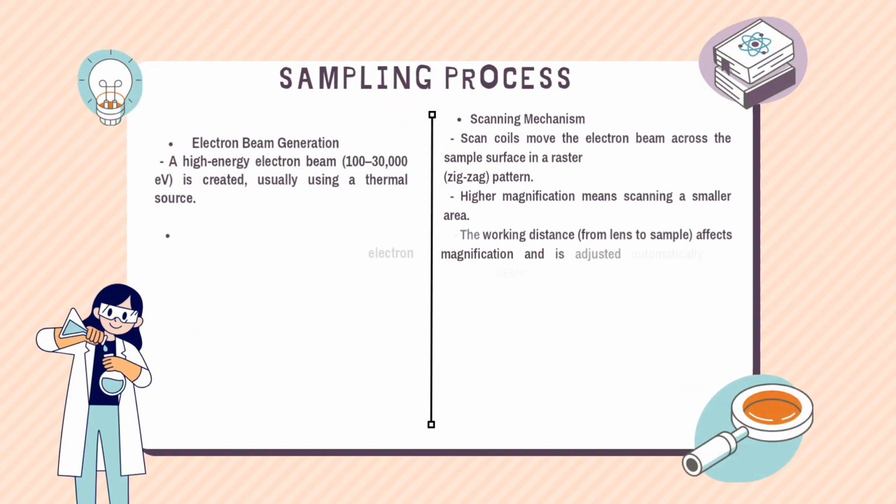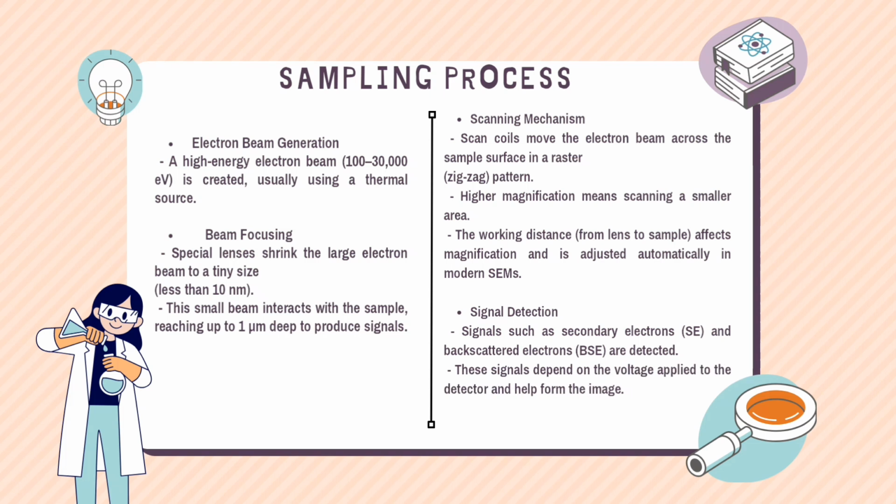Sampling process. First, electron beam generation. A high-energy electron beam, 100 to 30,000 electron volts, is created, usually using a thermal source. Second, beam focusing. Special lenses shrink the large electron beam to a tiny size, less than 10 nm. This small beam interacts with the sample, reaching up to 1 µm deep to produce signals.